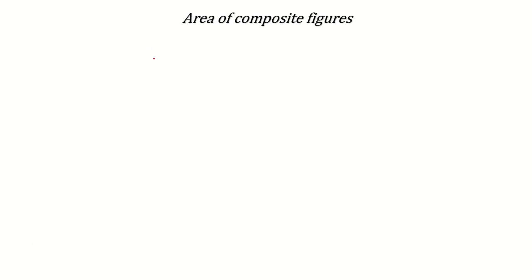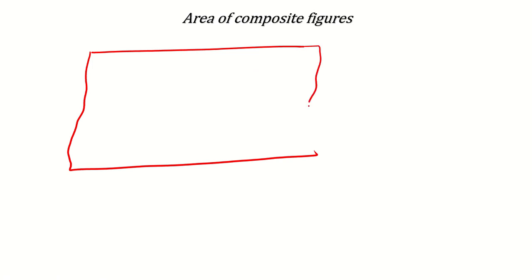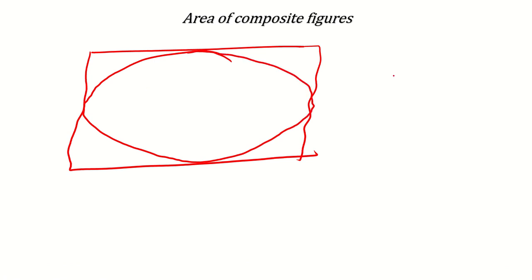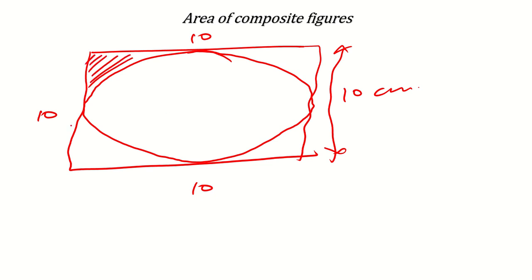For example, you can have a question like this: this is a square. Inside this square you have this circle touching all the sides. Now the side of the square is 10 centimeter. Because it is a square, all sides will be 10 centimeter. They can say, find the area of this shaded portion. Then what will you do?